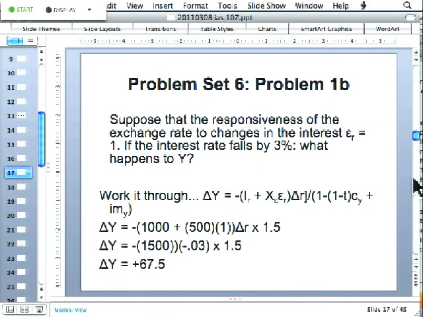Problem 1C, we're continuing to march down through problem 1. We're changing the responsiveness of the exchange rate to the interest rate. We changed from 0 to 1. We're now changing it from 1 to 5, keeping the decline in the interest rates at 3%. What happens to y in this particular case?